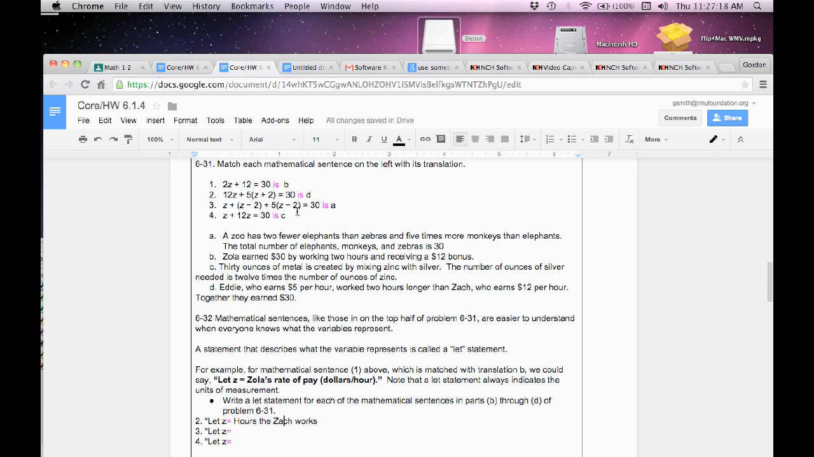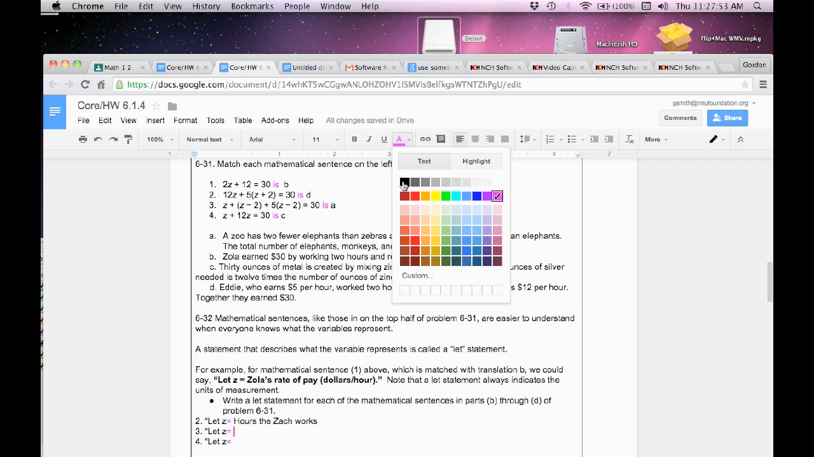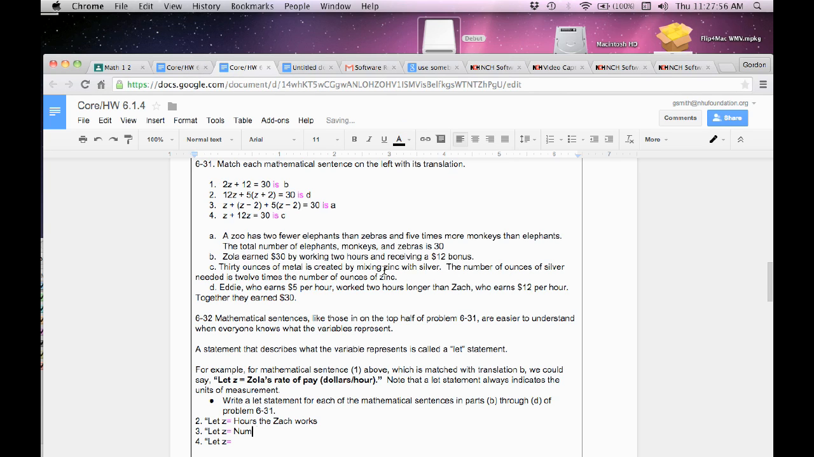All right, 3. 3 is about A, so this is about the monkeys and the elephants. So there's the Z, which would be the number of one kind of animal, then the one that's Z minus 2, and then 5 times Z minus 2. So 5 times more monkeys than elephants. So this term here is our monkeys. So Z minus 2 represents the elephants. So if Z minus 2 represents the elephants, then Z must be the zebras, because there are 2 fewer elephants than zebras. Notice how the Z's always end up standing for something that's a Z? In this case, it's the number of zebras.